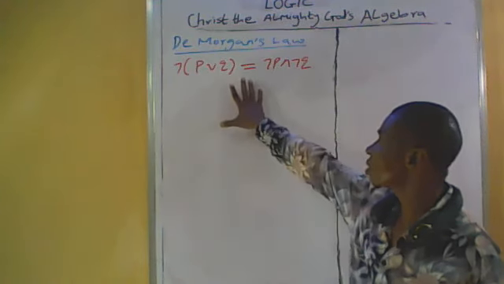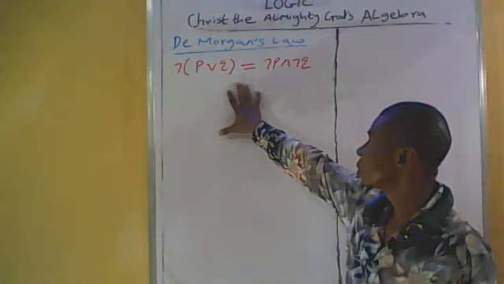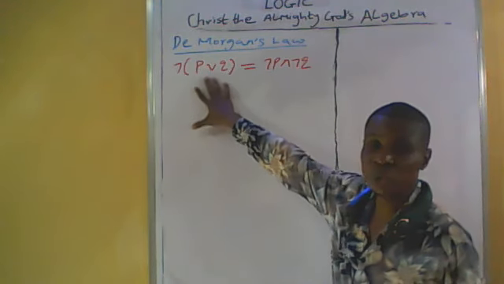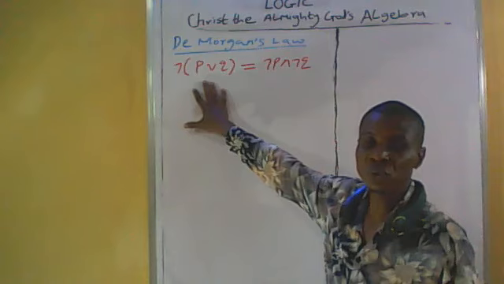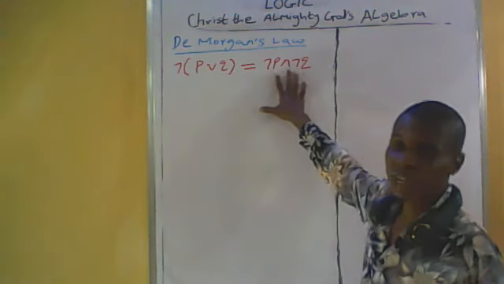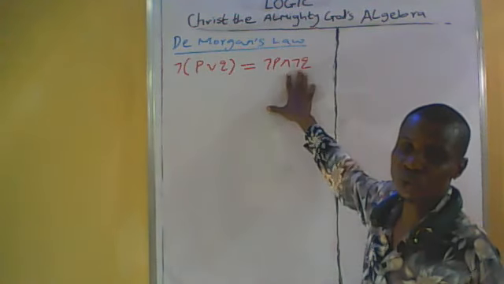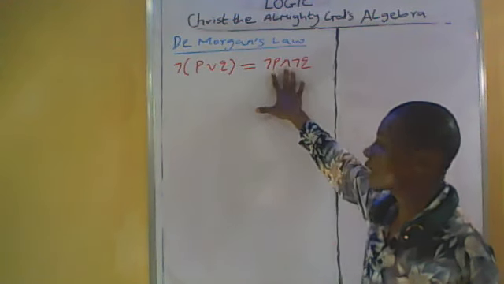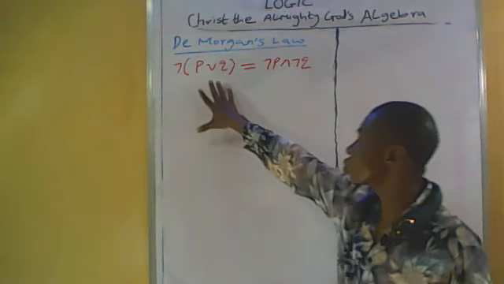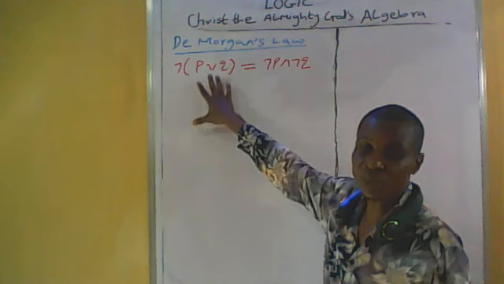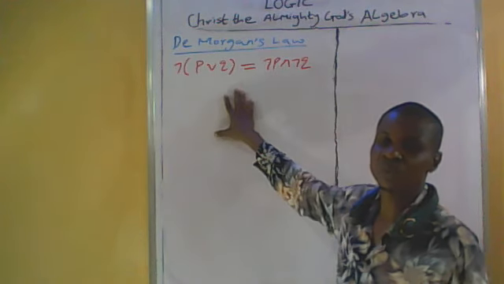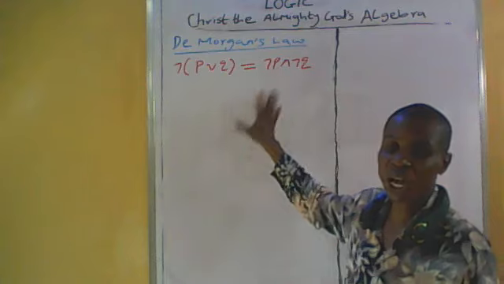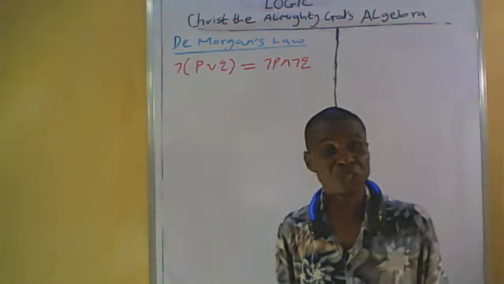You will find out that in this equation, whenever the left hand side of the equation is true, also the right hand side of the equation must also be true. In the same vein, whenever the right hand side of the equation is false, also the left hand side of the equation must also be false. We say that the equation is a logical equivalent. That means it is law.